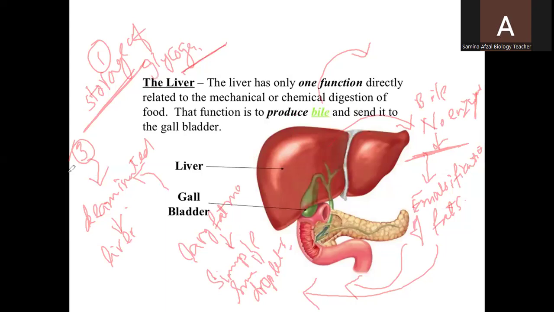So in this way, the liver helps in the digestion of fats. That is, it sends its secretion through the bile duct towards the small intestine, where the fats are emulsified, they are digested, and they are absorbed into the small intestine.